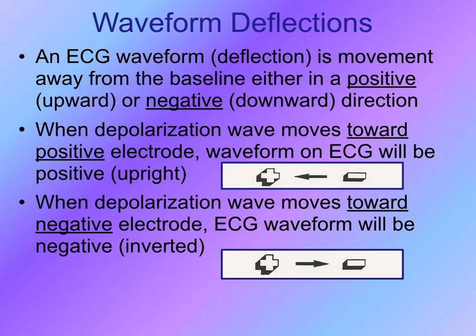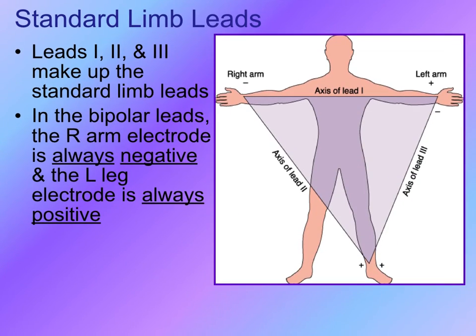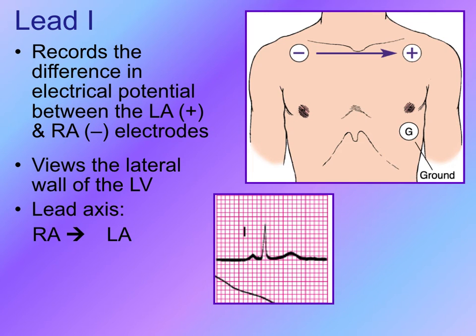So let's just take a picture to kind of reinforce this knowledge. This is Einthoven's triangle, and it's showing you how the leads are placed and why they're placed in certain positions, and which ones are negative and which ones are positive. And this is showing leads 1, 2, and 3 that make up the standard limb leads. In the bipolar leads, the right arm electrode is always negative, and the left leg electrode, or left lower, is always positive. So now the way the machine will read is going to be based on the positioning or how the current is flowing between those two leads. It can only go from point A to point B.